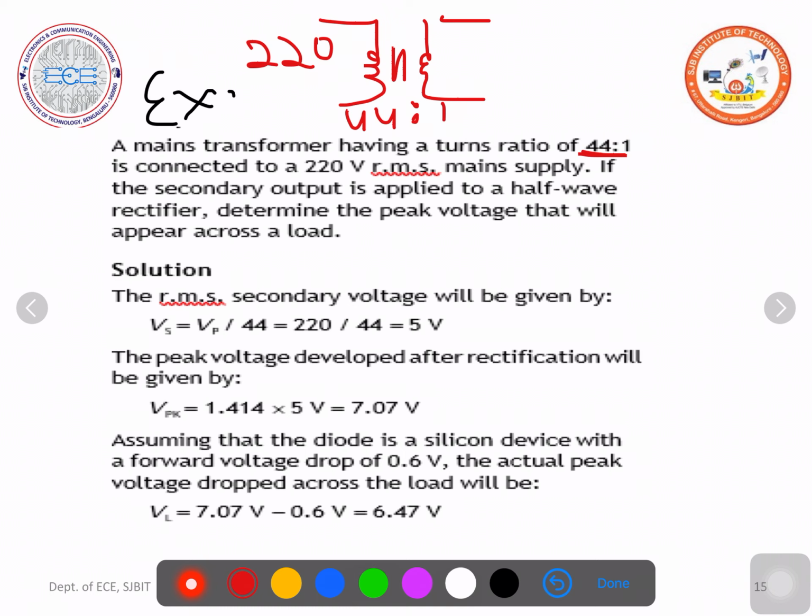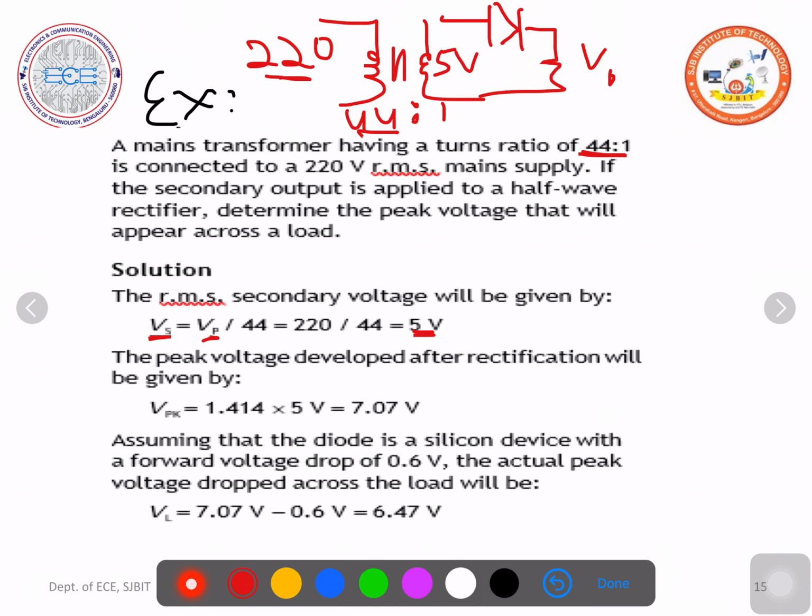If the secondary output is applied to a half wave rectifier, determine the peak voltage that will appear across the load. Calculate the peak voltage V0. So RMS secondary voltage is given by, here secondary voltage we need to find out initially. So primary voltage is 220 volts. Primary voltage is 220 volts divided by the number of turns there, 220 by 44, it is 5 volts. Here is the 5 volts RMS value.